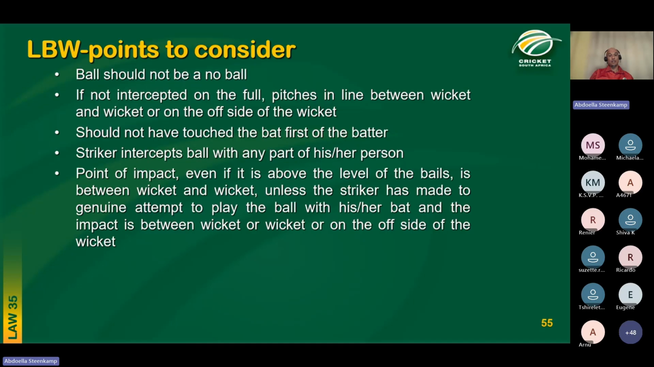The point of impact, even if it's above the level of the bails, needs to be between wicket and wicket. There's one but, and that but is unless the striker's made no genuine attempt to play the ball with his or her bat, then the impact can be between wicket or on the offside of the wicket. And then last point to consider when there's an LBW appeal, in your opinion, do you think the ball would have gone on to hit the wicket?